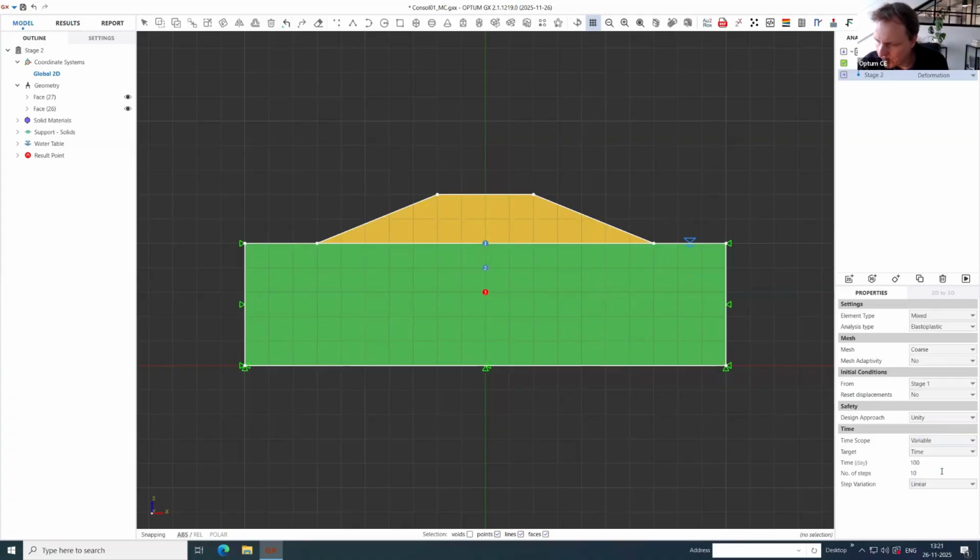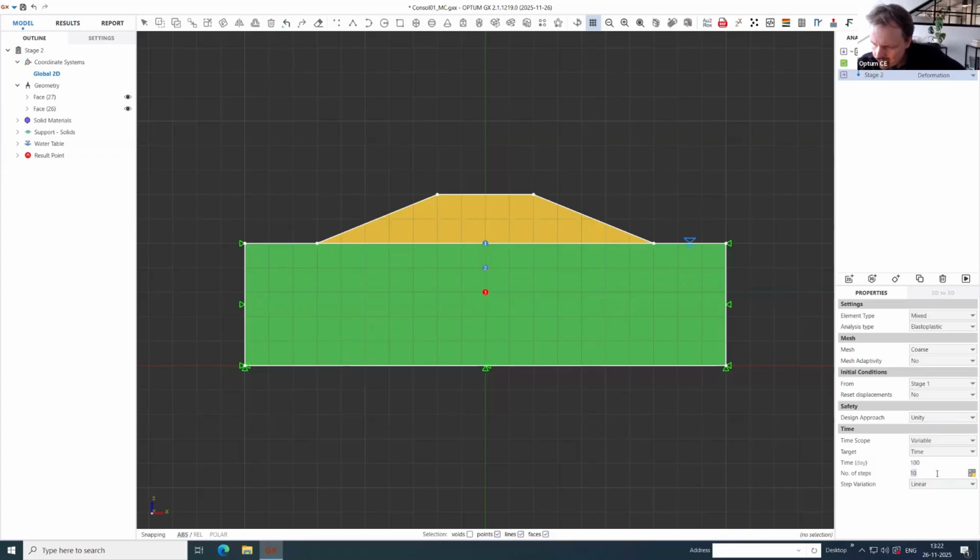And then there is a setting called variable, where you enter the time, the number of days in this case. I think you can have a choice of units, but the default is days, so 100 days, and we use 10 steps. And then there's this step variation, constant or linear. Constant means that you go 0, 10, 20, 30, and so on. Linear means that the steps are smaller to start with, and then they gradually get bigger, which is typically what you want for consolidation, where most of the action happens initially, and then it kind of phases out.